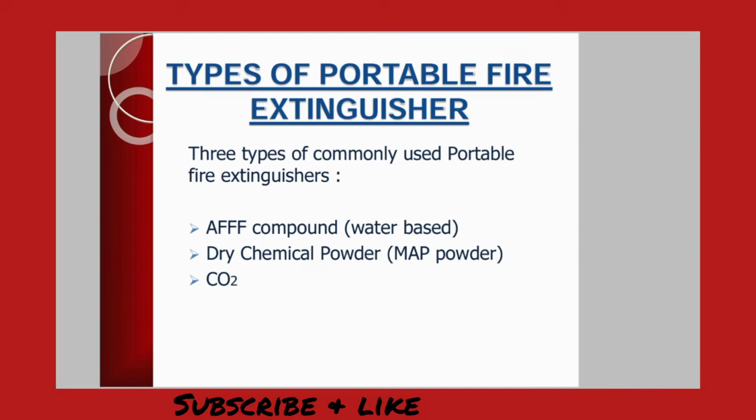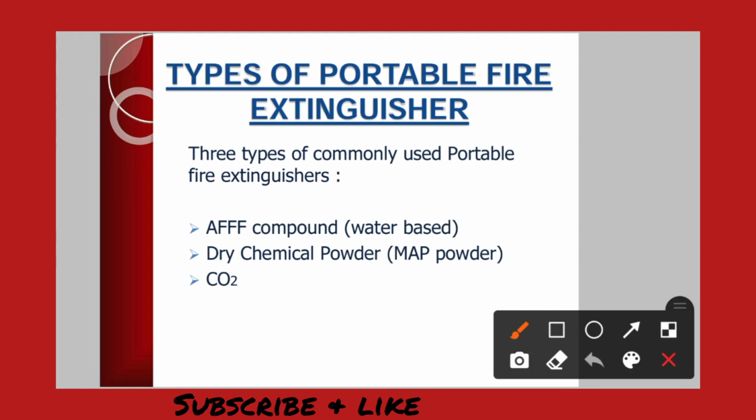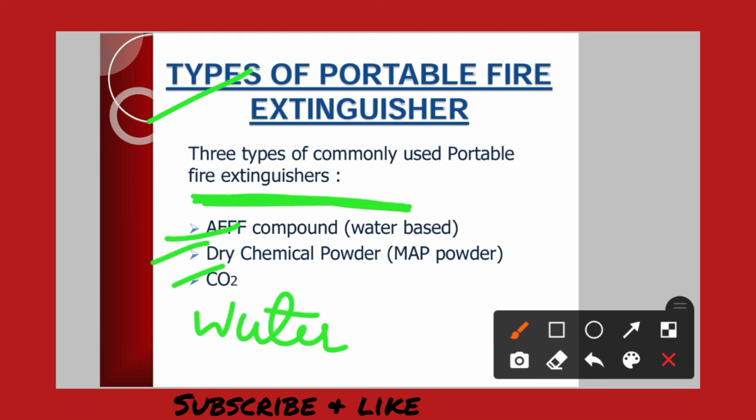And now we are going to discuss the types of portable fire extinguishers. Three types are most commonly used. See, basically AFF, DCP and CO2, and water. Water is one of the most important, but it is not mentioned here because it is very common. So you must take water also. So these four types are very important.